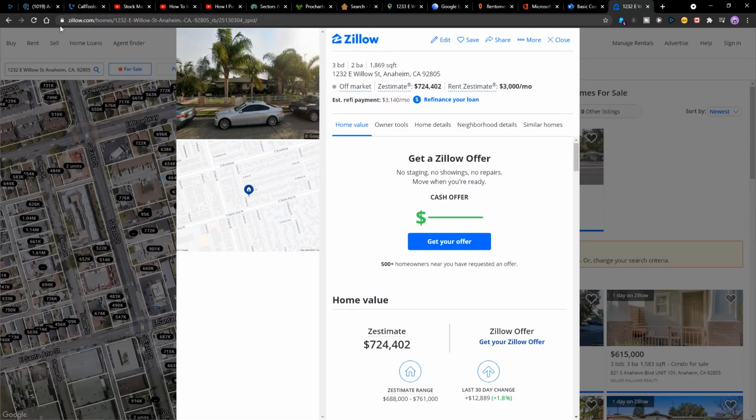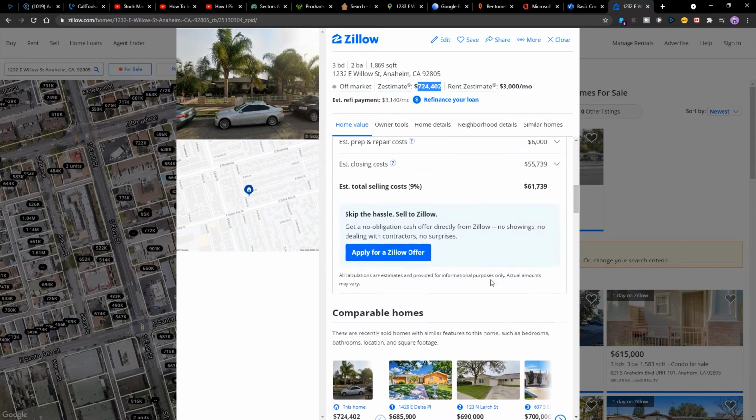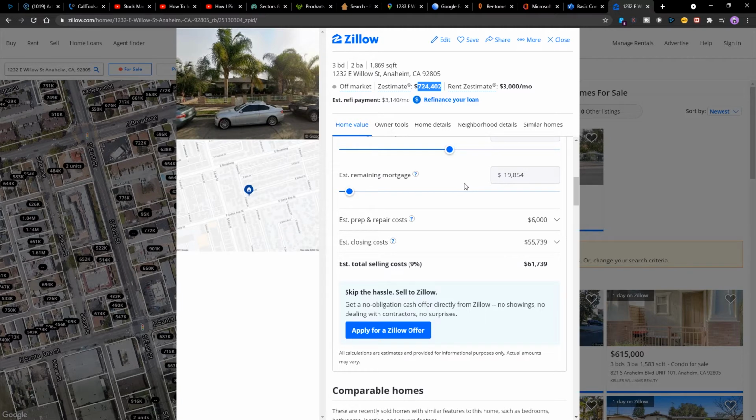So here's Zillow. Just go to Zillow.com and you will see that for Zillow, you can get an estimate here, right? Look at this. So this property is my target property. Let's say I spoke to them. 1232 East Willow Street, Anaheim, California, 92805. It says 724402. So should I just use this number and call it a day? No, you don't. This is an automatically generated estimated value because this property is not listed. It is not publicly sold, and this person has not even mentioned their intent.